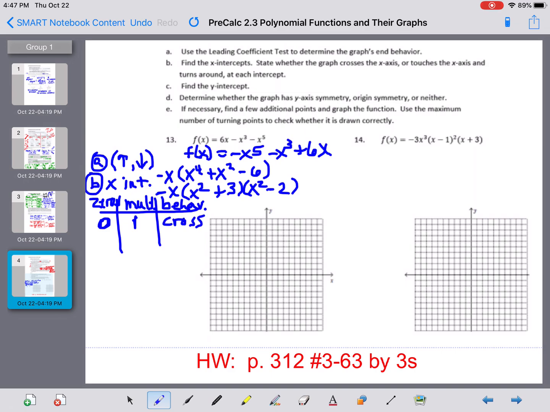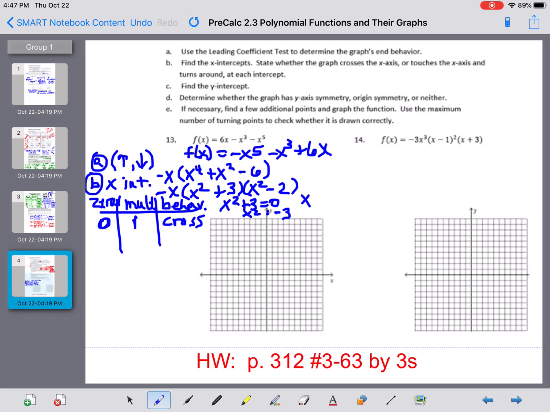Second one here: what would make x squared plus 3 equal 0? Well, x squared would equal negative 3. You can't take the square root of that. It's not going to be real, so it's not going to cross there at all. It's a non-real 0, if that makes sense, so it's not going to show up in the graph.